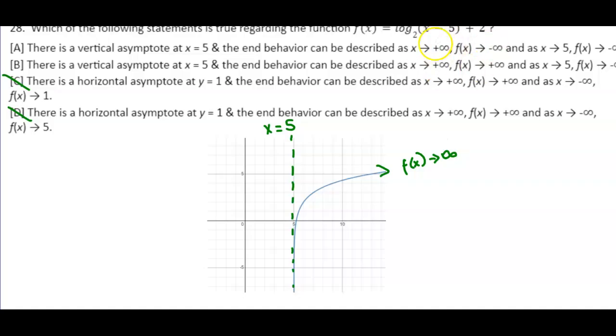Well, lucky for us, if you look at between A and B, both of them have the correct vertical asymptote, so that's not where the difference is going to be. Where they start to differ is what their right side end behavior is. We want our right side end behavior to be going towards positive infinity, which is going to be choice B. I don't even have to worry about the left side end behavior because we can already figure it out by looking at that right side.